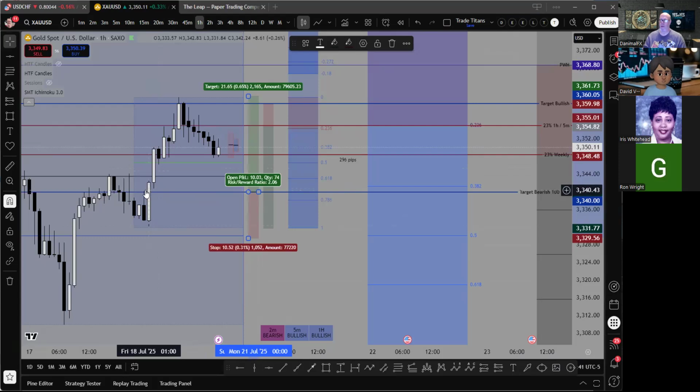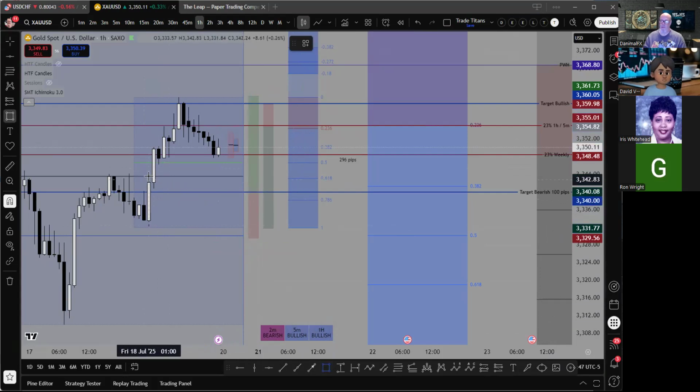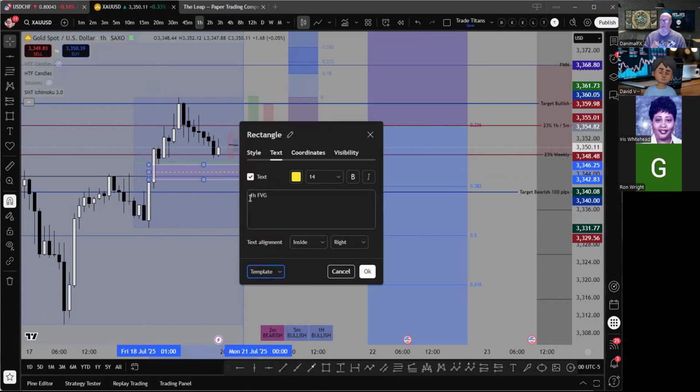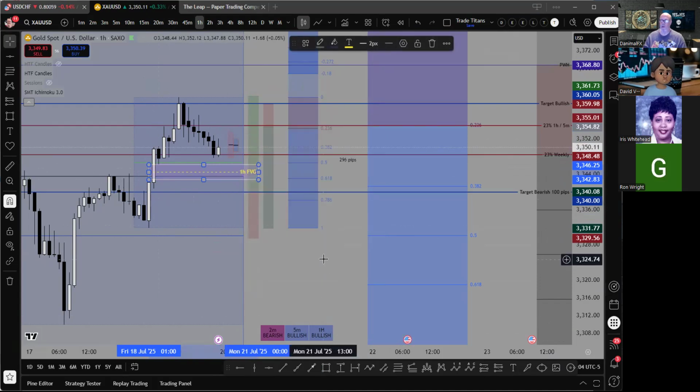Although we have this gap here, which I love, fair value gaps. They drive me crazy sometimes, but they're important sometimes. We've got the fair value gap right here, on the 1 hour. That's my 1 hour fair value gap.